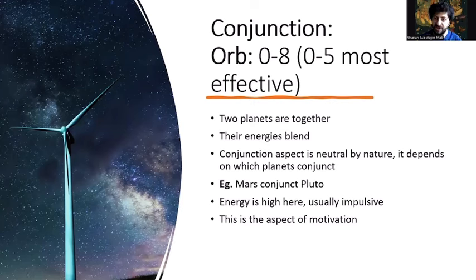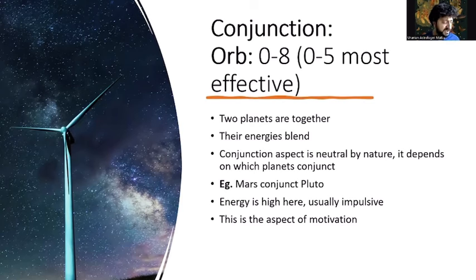So conjunction is a neutral aspect by its nature because it depends on which planets are conjunct. So it can be Venus, Mars, or Pluto, Saturn, or Saturn, Moon. So conjunction just blends the energies. For example, with Mars conjunct Pluto, the energy will be high, and it might be a bit impulsive and powerful, but Mars conjunct Saturn might be a bit different. So the energy might be a bit restricted. So it depends on which planets are conjunct.